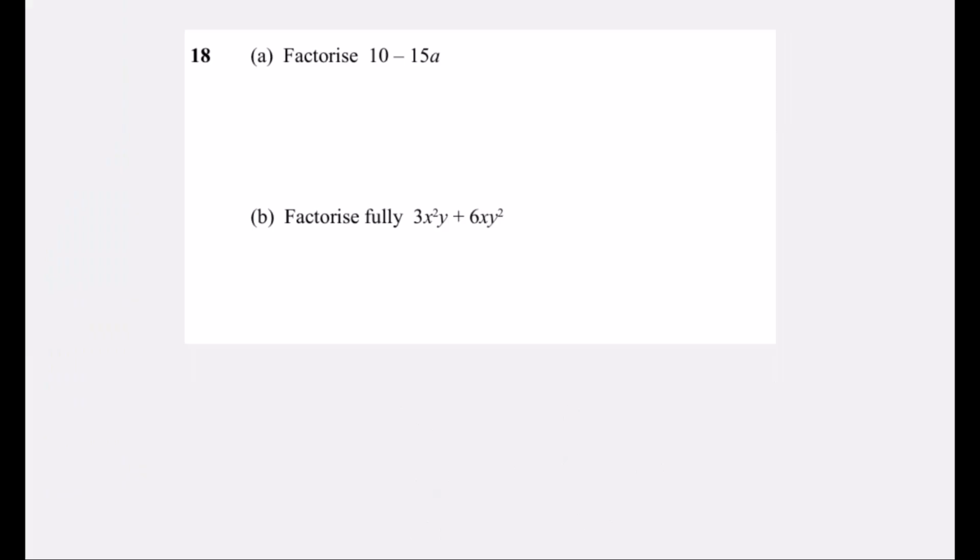Question 18, factorize. Factorize means put into brackets. What can we take out of both of these terms? 10 and 15 are both in the 5 times table. So 5 comes on the outside. 5 times something is 10. That's 2. Keep the minus. 5 times something is 15a. That is 3a.